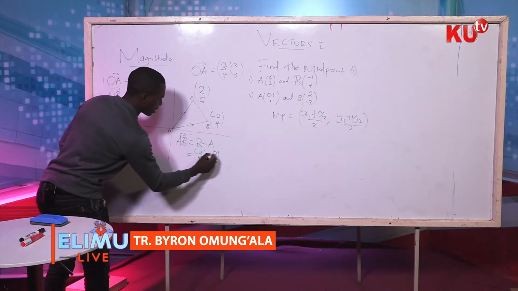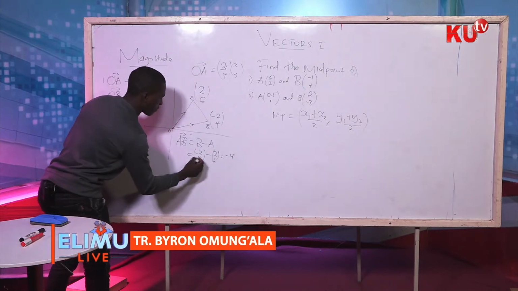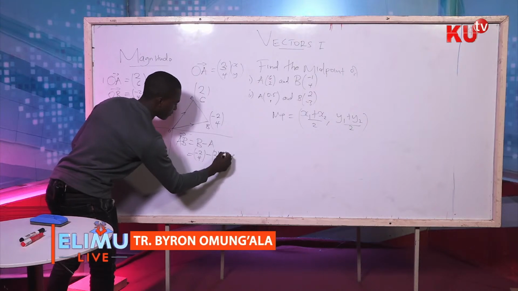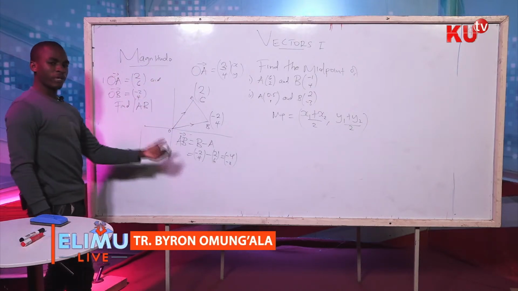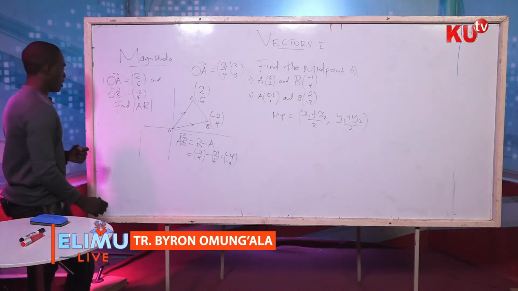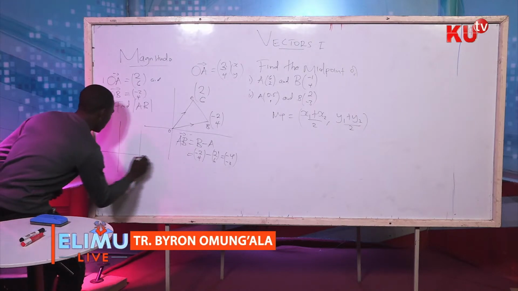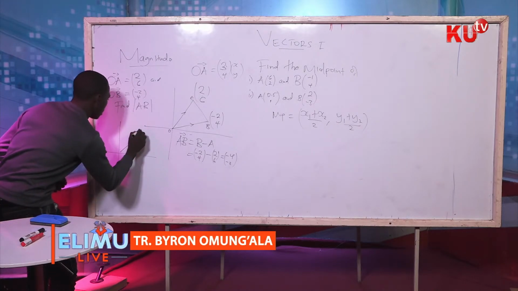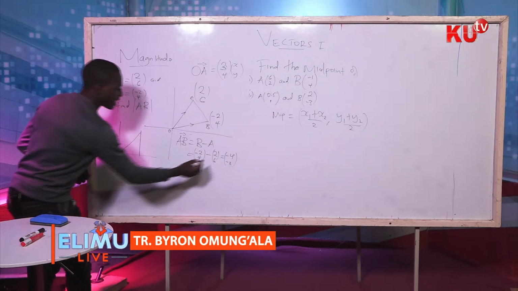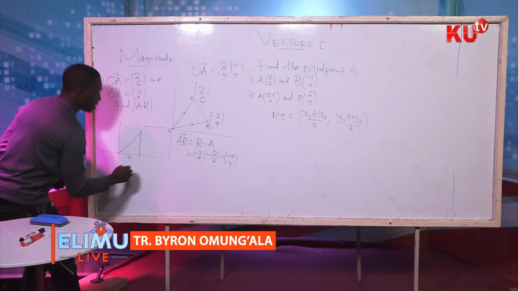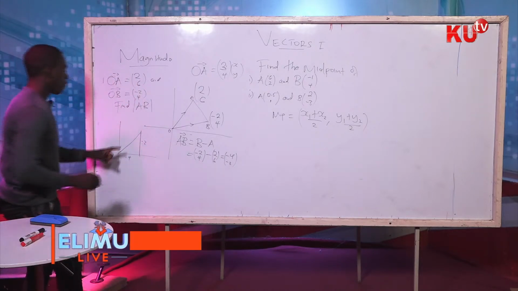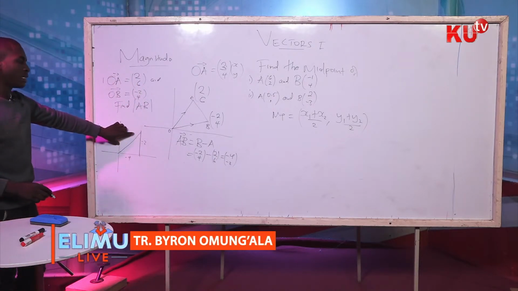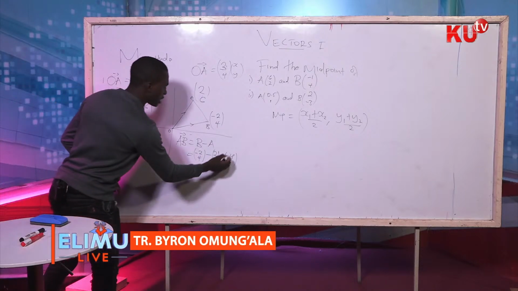Giving us -2 minus 2, that's -4. 4 minus 6, giving us -2. So this is the position vector of our line AB. Now, if we represent our line AB here, we have the x component is -4, the y component is -2, and we want to find its magnitude, its length. First, you need to find its position vector.